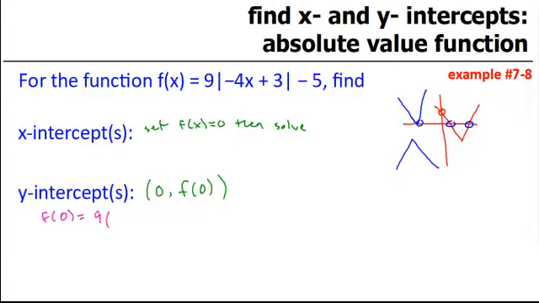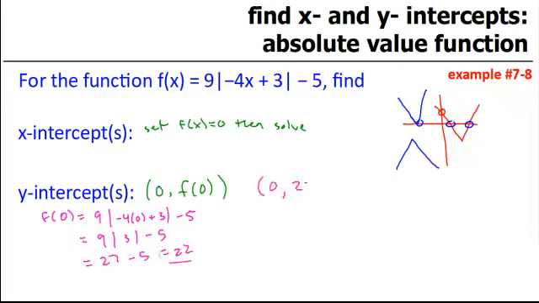So if we took 9 times the absolute value of -4 times 0 plus 3, all minus 5. And if we simplify this, we get 9 times the absolute value of 0 plus 3 minus 5, giving us 27 minus 5, or 22. So our y-intercept is (0, 22).